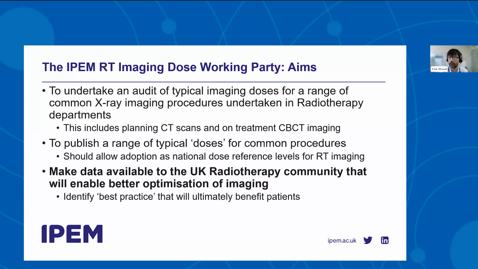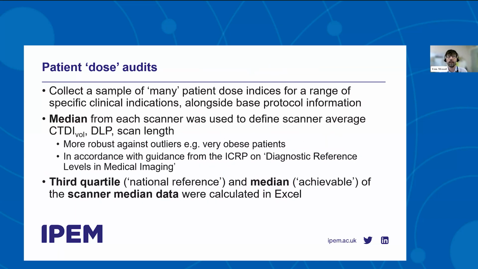The idea was to publish typical doses for common procedures, put it out there in the literature. People can then benchmark their practice against it, and we can look at the variations that are happening across the UK. Okay, and that could then allow us to adopt some national DRL type quantities, as well as drawing conclusions from the data we got about what the best practices are that we're seeing out there, what are people doing that works, that perhaps doesn't work, okay, and sharing that information more widely across the UK.